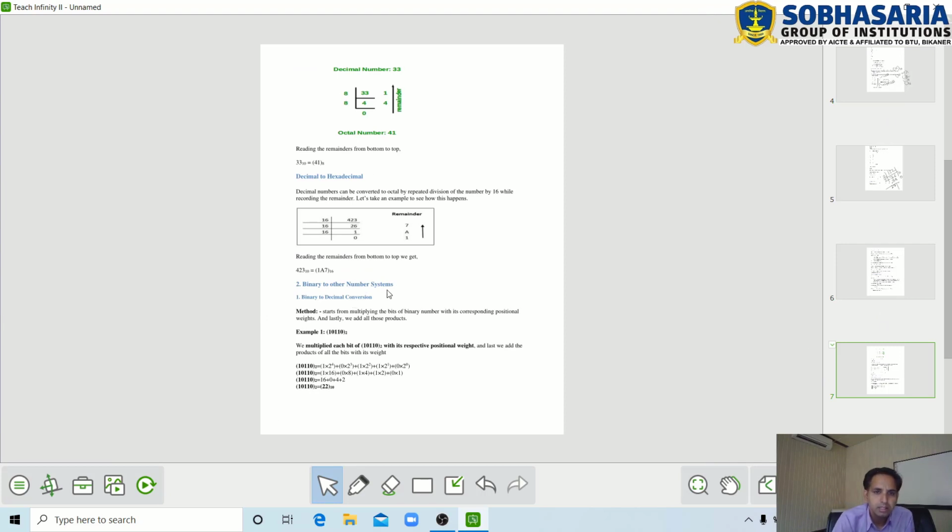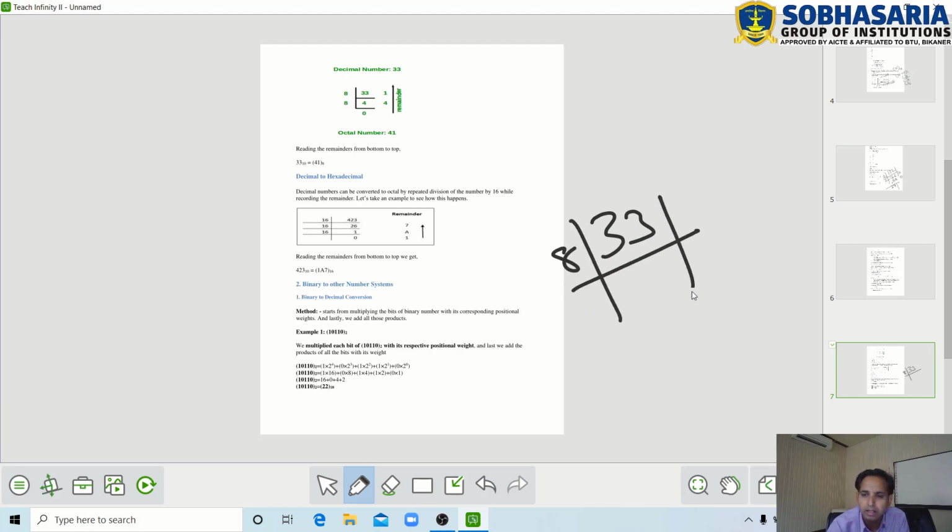Okay, here you see how a decimal number converts into an octal number. There is a decimal number 33. I want to convert it into octal. So again we divide by 8. 8 4s are 32. Remainder will be 1. Now 4 is not divisible by 8. So the remainder again is 4. The answer will be 41.